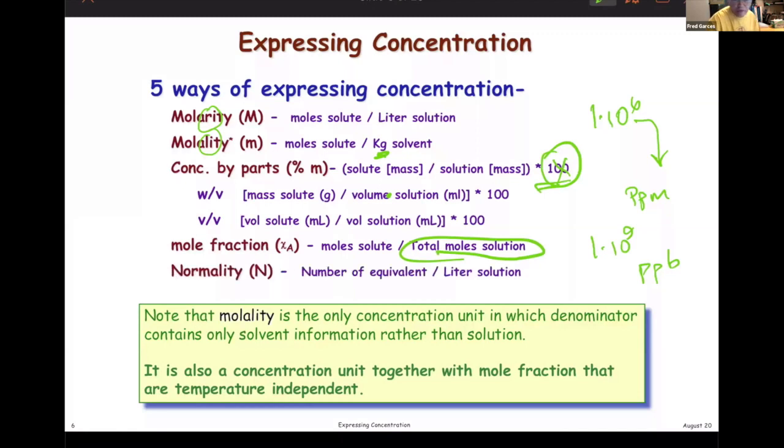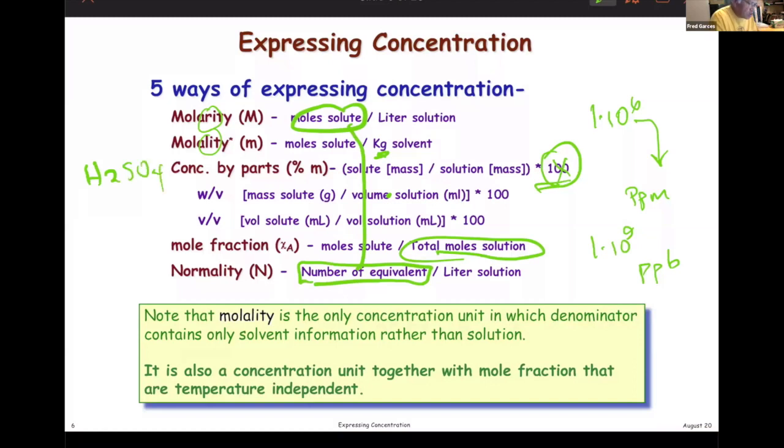And then finally, we have normality. Normality is the number of equivalents per liter of solution. The number of equivalents is defined by the chemical that you have, and it's very related to the moles of the solute. If you know the moles of the solute and you know the formula, you can convert that to numbers of equivalence. Take, for example, sulfuric acid.